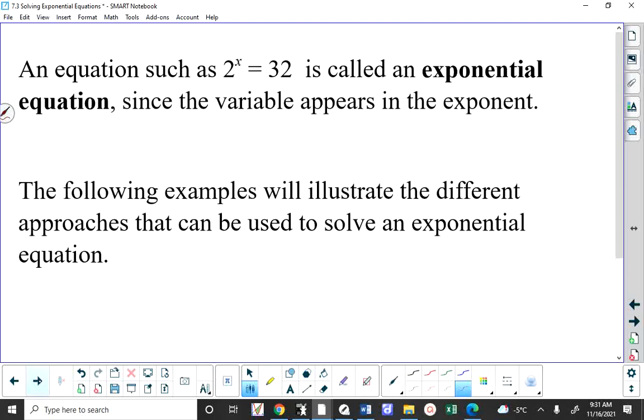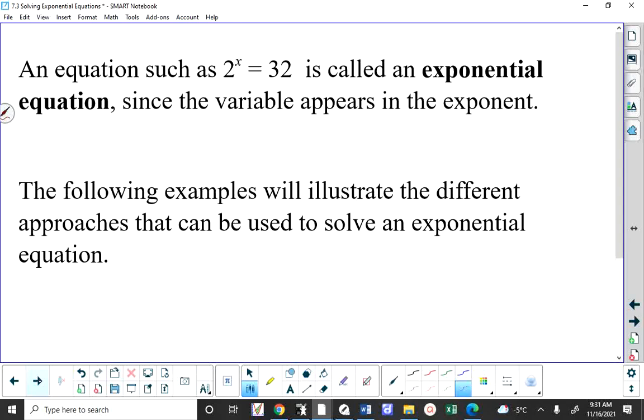An exponential equation, well, let's back up. What's an equation that you would ever be asked to solve? What does that mean? It means that there's some unknown in the equation that you have to rearrange the equation for. That's what it means to solve an equation. An exponential equation has the unknown as part of the exponent.